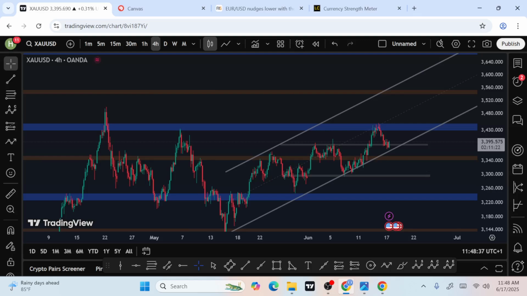Is it the same thing: pullback, retracement, and corrective? Exactly, they are the same. Those are just different words: pullback, corrective, retracement. They mean the same thing in the forex market. Some people just use different English words, so you can use any one of them for retracing.